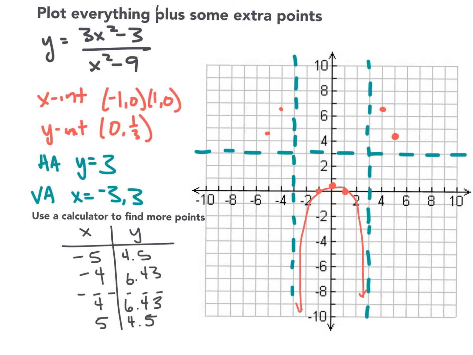Now I've got plenty of points that I can see the shape of this graph. So I'm just going to connect. I'm going to get real close to the asymptotes and just connect through the points. And there we've done it. We've graphed a rational function.